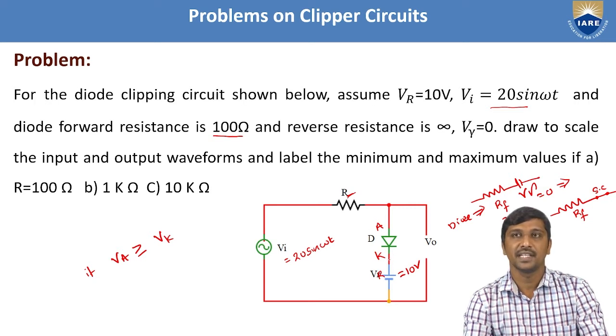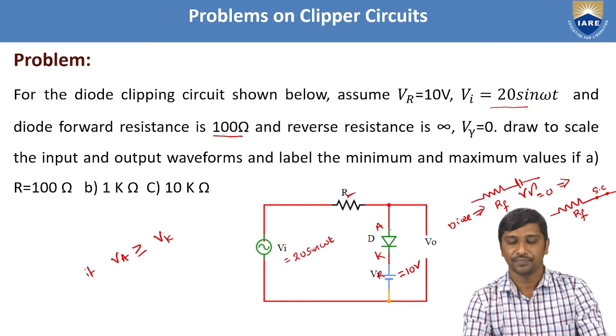And from this problem statement, here the cathode is connected to a reference voltage of 10 volts. Hence, we need to apply a voltage greater than 10 volts, then we can say that the diode is in a conducting state. Otherwise, the diode is in a non-conducting state. So here I am going to consider two instances.